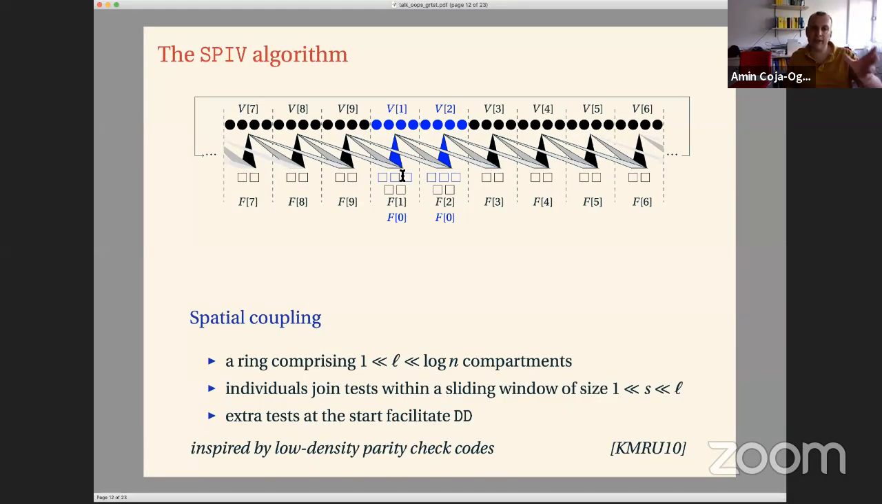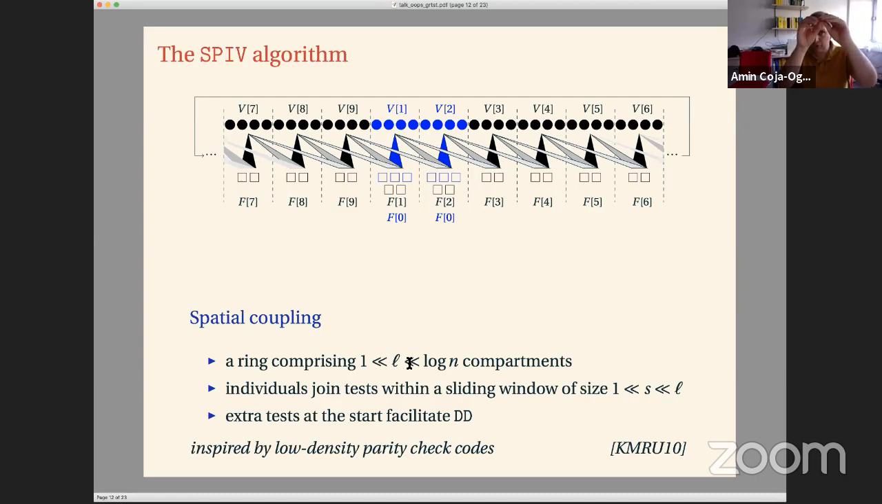And how do we now design the tests? How do we now decide which individuals take part in which test groups? Well, the idea is to say that an individual in this compartment, for example, takes part in the tests in its own compartment and in the following s-1 compartments, where s is some parameter that we choose to go to infinity even more slowly than the total number of compartments. So we have this ring topology with the individuals arranged in a ring, the tests arranged in a ring, and each individual takes part in a bunch of random tests in its own compartment, in the following compartment, and so on, up to distance s-1 compartments to the right.